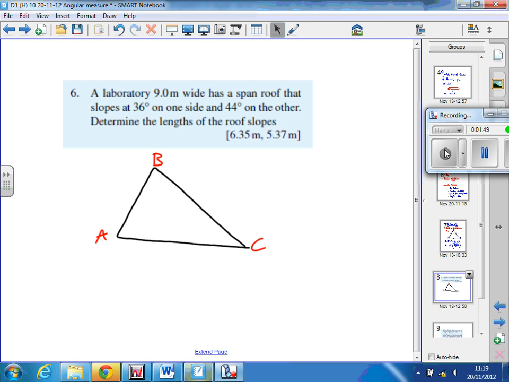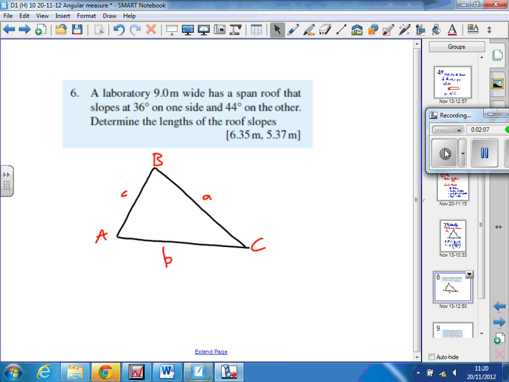So if I call those angles A, B, C, I've just got to make sure I follow the correct convention for the sides. Side A is opposite angle A, side B is opposite angle B, and side C is opposite angle C. So I write down my convention.